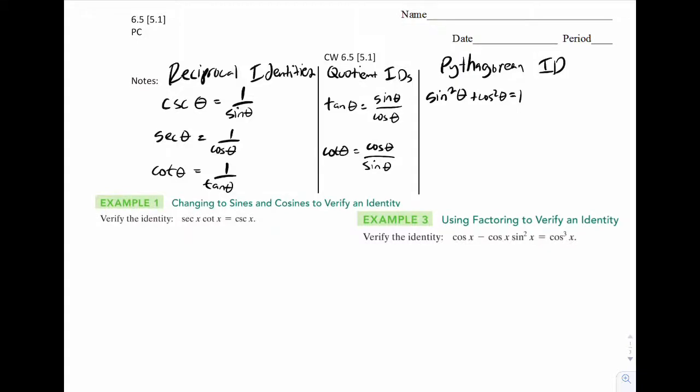Welcome to classwork 6.5, section 5.1. This is the last section before our next test, and this is going to be going over identities and proving identities. So you might recall this from your trig class.